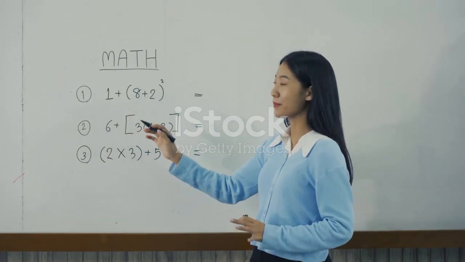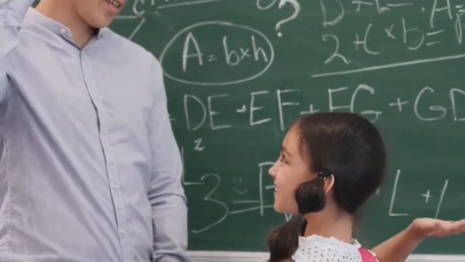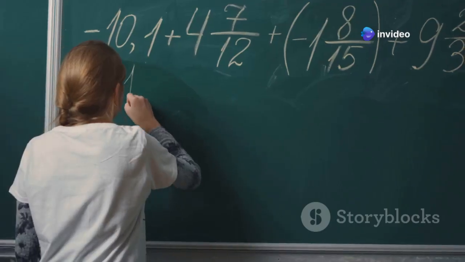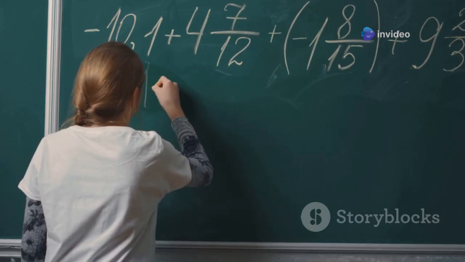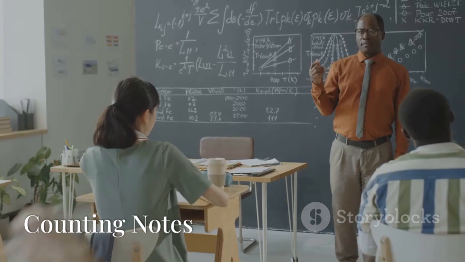Let's tackle another equation. 3x minus 6 equals 9. Our goal is to isolate x. First, we need to get rid of the constant term, minus 6. We do this by adding 6 to both sides of the equation. 3x minus 6 plus 6 equals 9 plus 6. This simplifies to 3x equals 15. This gives us x equals 5.